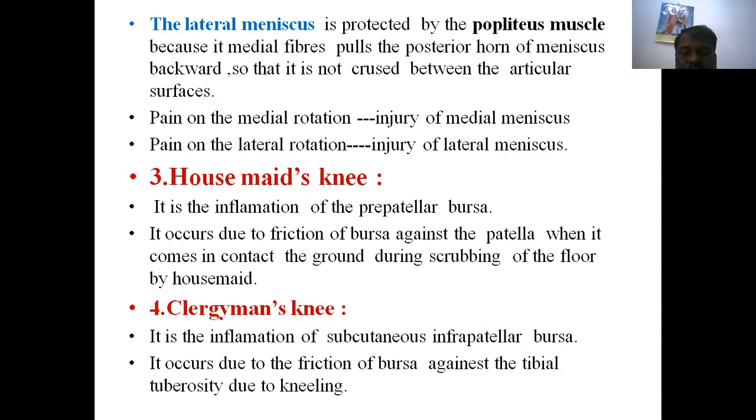Clergyman's knee. When there is inflammation of the subcutaneous prepatellar bursa, that is housemaid's knee, whereas inflammation of the infrapatellar bursa is a clergyman's knee. That is, it occurs due to the friction of the bursa against the tibial tuberosity during kneeling. That is a clergyman's knee.